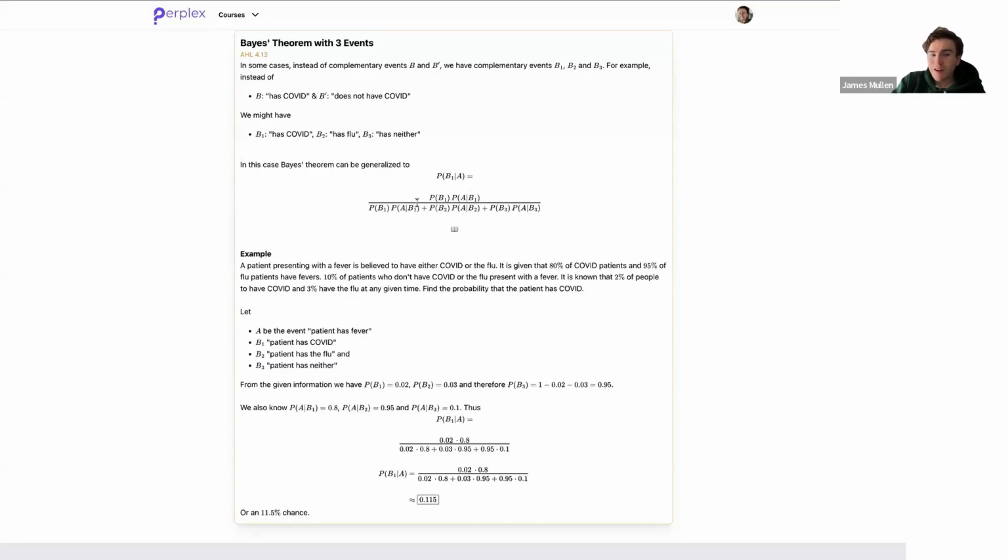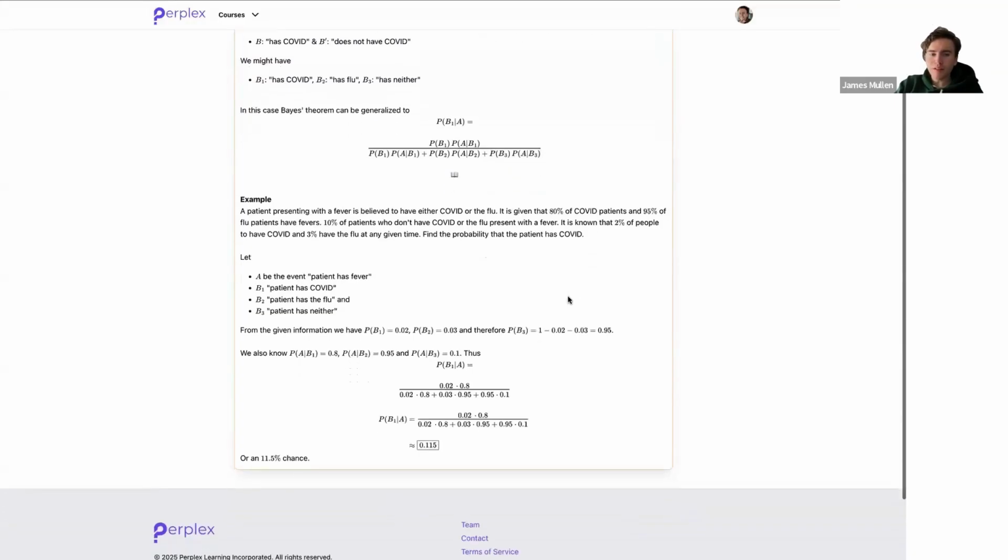And this, I think, is very, very unlikely to show up on the IB, given they've never even done this case. But it basically is the same formula and the same logic and the same procedure. You just have one extra thing in the denominator. You now have this third one, P of B3 times P of A given B3. And I'm going to show you an example of it just for the sake of your understanding, but we're not going to do a problem on it.